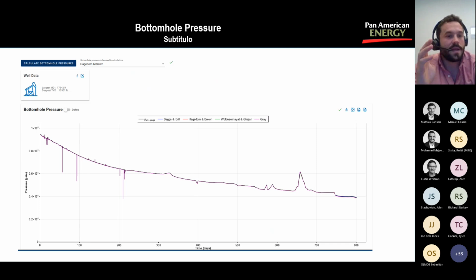So okay, later on, in order to keep going to the analytical and numerical, we calculate the bottom hole pressures. In this case, since our bubble point pressure is really low, around 1,800 psi or even less, we select the Hagedorn and Brown correlation. In this case, most of them will be fine.